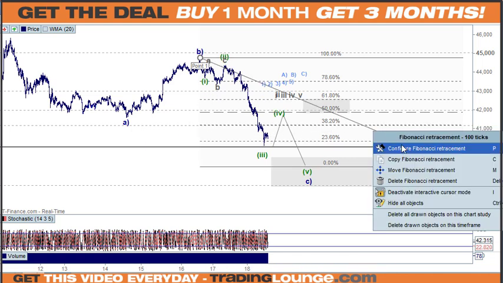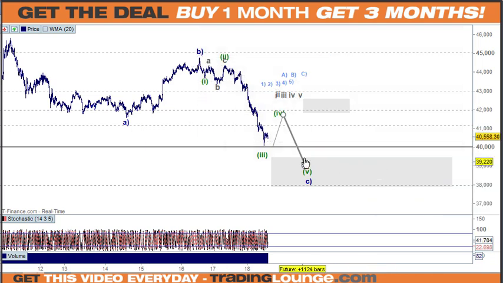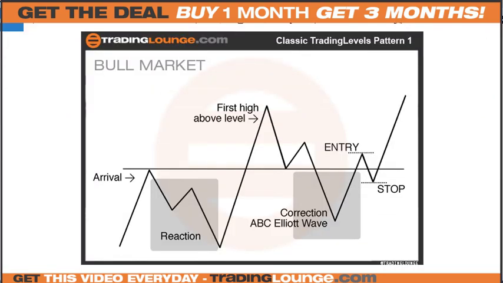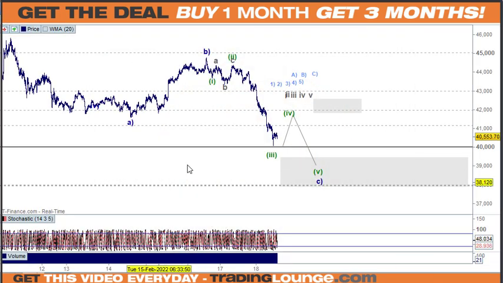So yeah, look, if we can see an impulse wave to that point, or we can see 42 with a really nice support on it with the classic trading levels pattern there, the arrival, the reaction, the first high above the level, so basically resistance here migrating to support over here. If we get that, well, then we know that we're on the right track at that point.